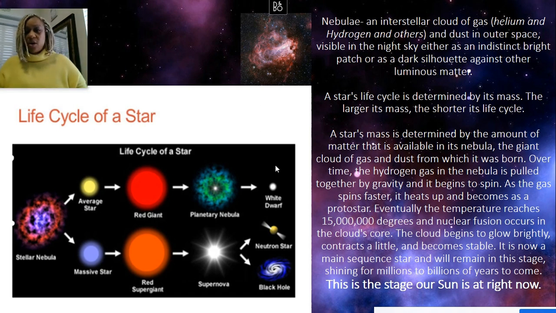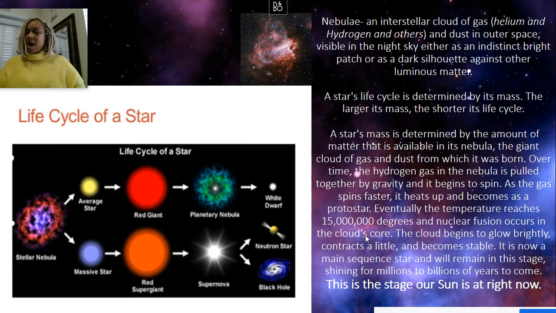So eventually the temperature reaches 15 million degrees, and nuclear fusion, that's that compacting in the core of that star, occurs in the cloud's core. The cloud begins to glow brightly, contracts a little, and becomes stable. It is now a main sequence star and will remain in this stage, shining for millions to billions of years to come. This is the stage our sun is at right now.